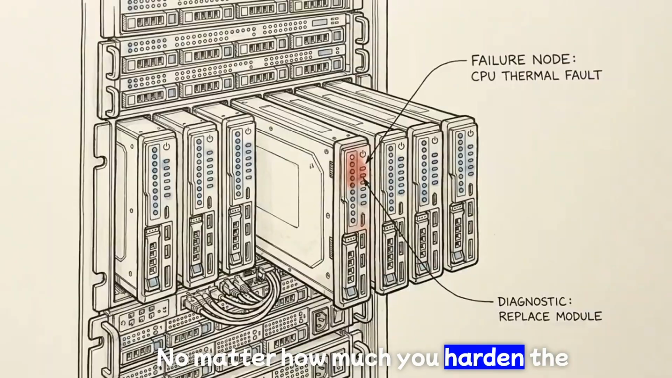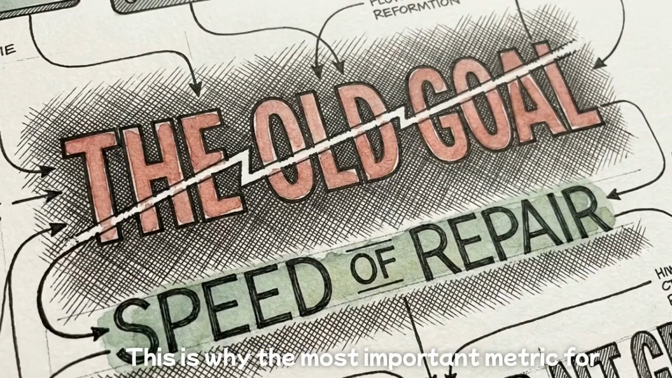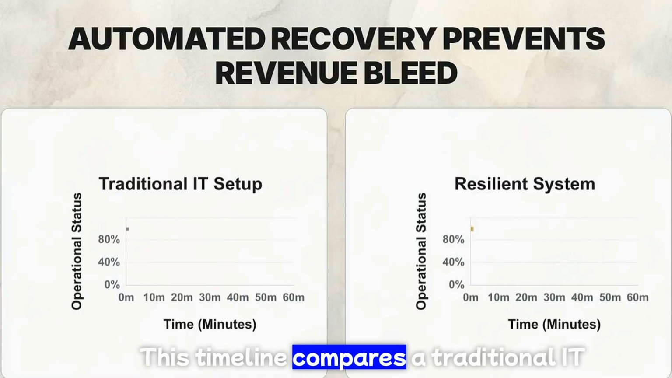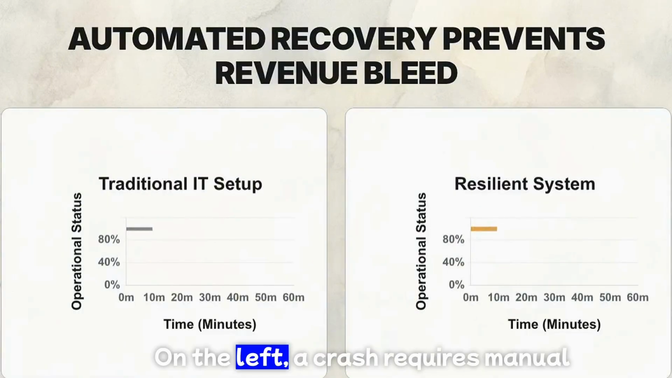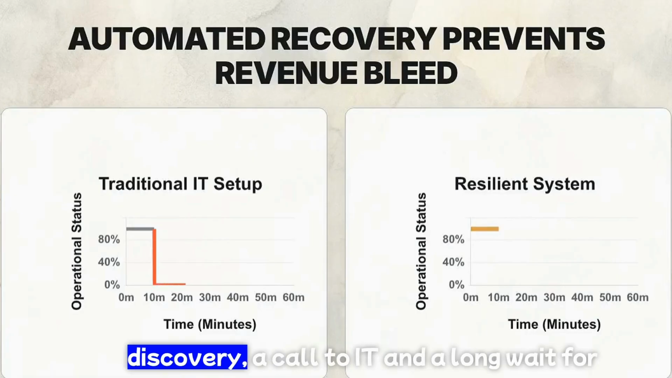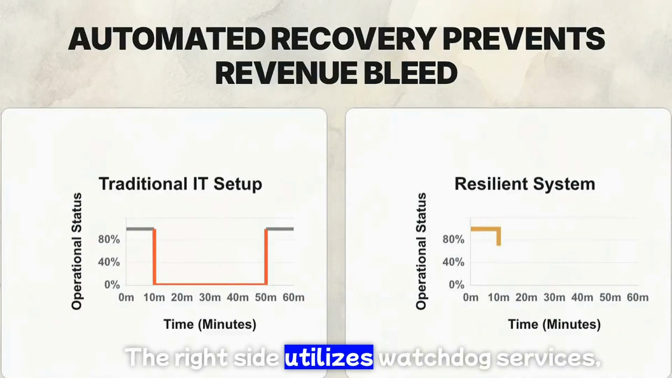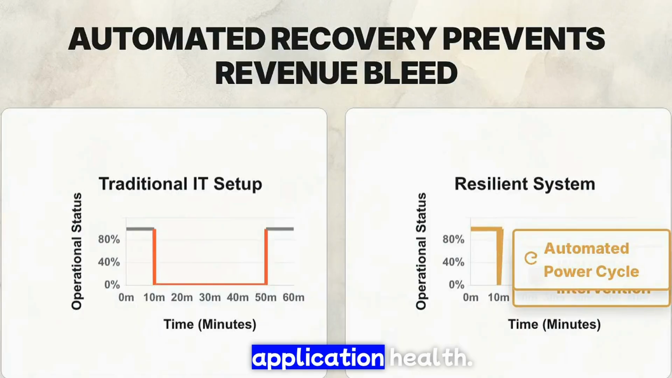No matter how much you harden the stack, unpredictable edge case crashes will still happen. This is why the most important metric for an operator isn't just uptime, it's the mean time to recovery. This timeline compares a traditional IT setup on the left with a resilient system on the right. On the left, a crash requires manual discovery, a call to IT, and a long wait for a reboot, while revenue bleeds. The right side utilizes Watchdog services, independent processes that monitor application health.